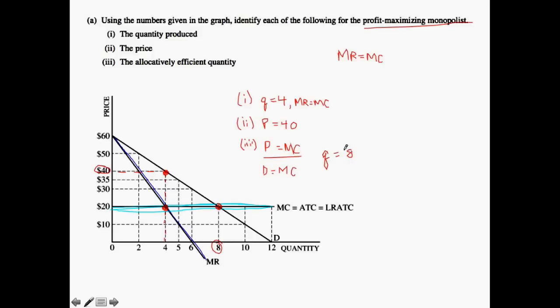So that's pretty much it for part A. Essentially, you'd need to identify Q equals 4, P equals 40, and Q equals 8, and then provide a brief sentence or two explanation for each of these respective subparts. So now let's move on to part B.